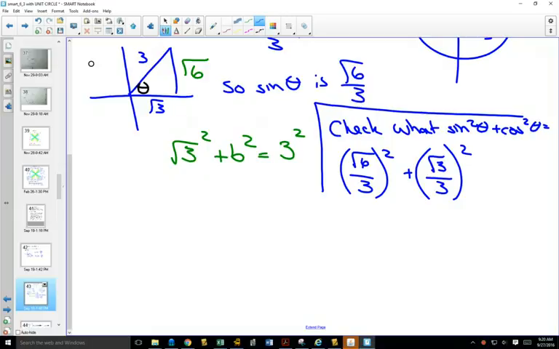So if we're checking this, we're going to get 6 over 9 plus 3 over 9 equals 9 over 9. And since that equals 1, then we know that we're right. So that's another way. Could also be 0.9 repeated.